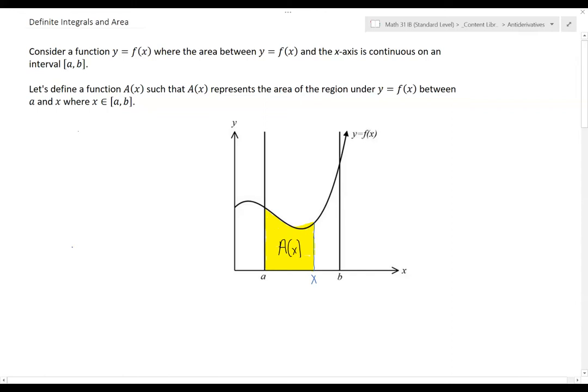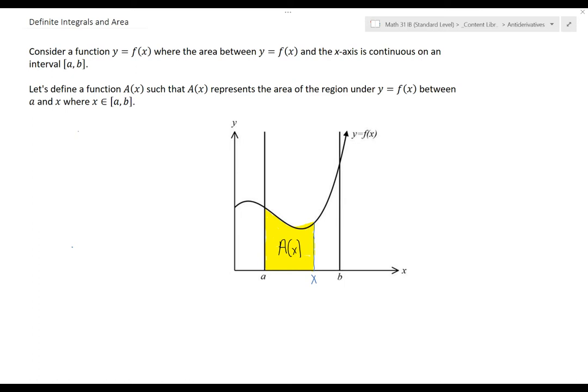Everyone. In this video, we're going to look at something called the definite integral and its connection to area. So we're going to start by considering a function y equals f of x. Now I've drawn it here as sort of a polynomial function. It doesn't have to be. And we're going to start where the area between that function and the x-axis is continuous on a particular interval.